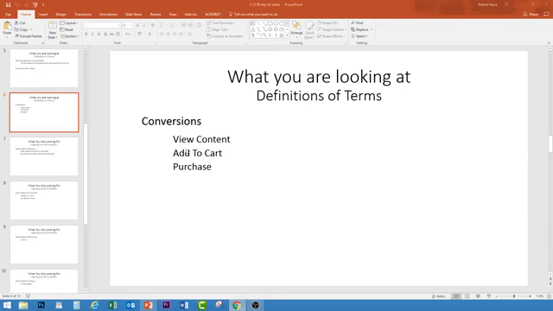Conversions can be the three that we have here: view content, add to cart, purchase. It could be initiate checkout. It could be get a lead. It can be visited a page, right? It could be a lot of different things, whatever it is that you're trying to get the customer to convert on. So, the three that we look at and the three that we care about and that we're paying attention to are view content, add to cart, and purchase.